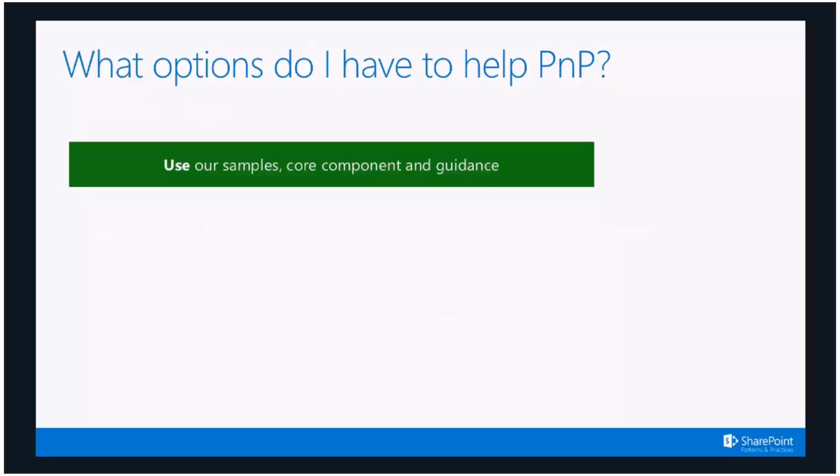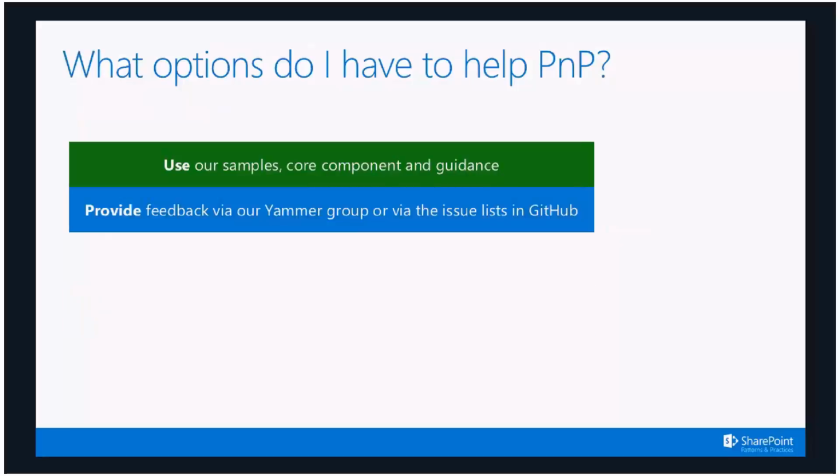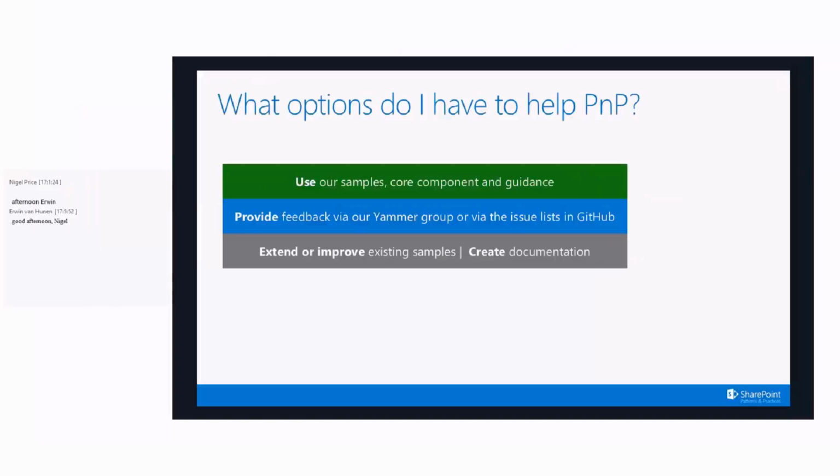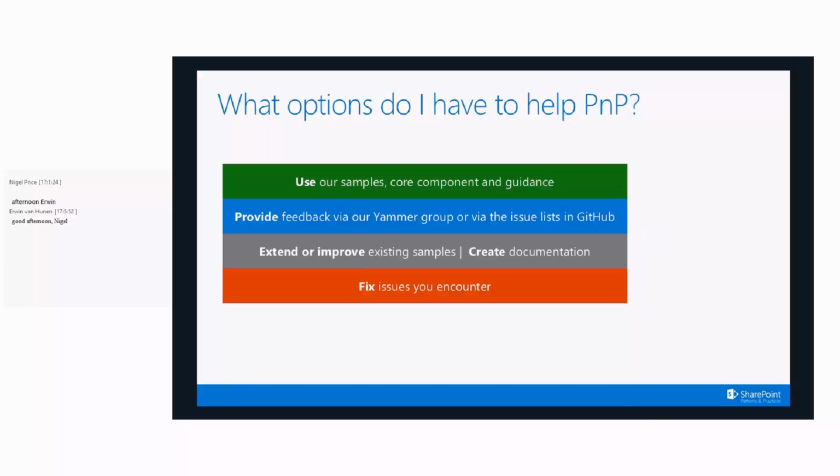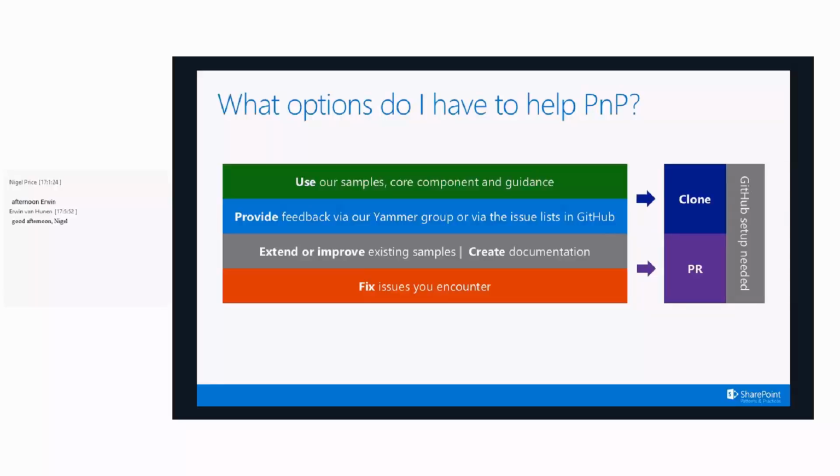So you can absolutely use all of the existing samples, core components, and guidance that we're providing. That's one way of contributing, is the usage. Providing feedback via the Yammer group, the Microsoft Technical Network, or the issue list in GitHub. You can extend or improve existing samples or create documentation if you have time and willingness to do that. And obviously, if you do that, you get recognized in our monthly community calls as a contributor and also in our monthly communications. You can fix issues you have encountered, and then depending on what you do, you either clone, or do a pull request, or do a submission, depending on the case.